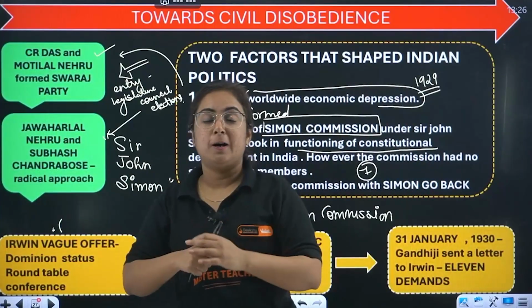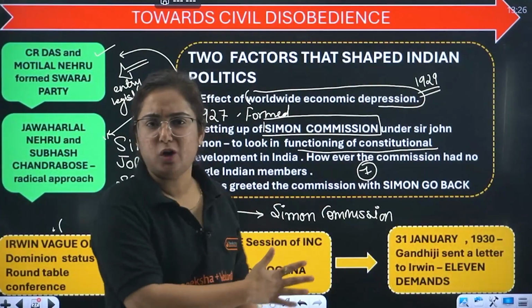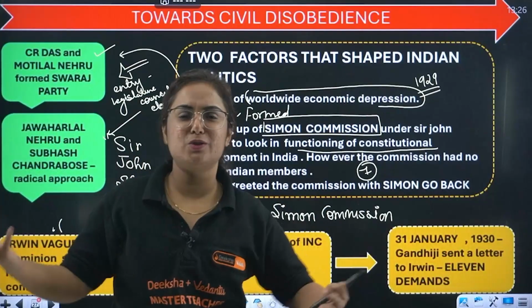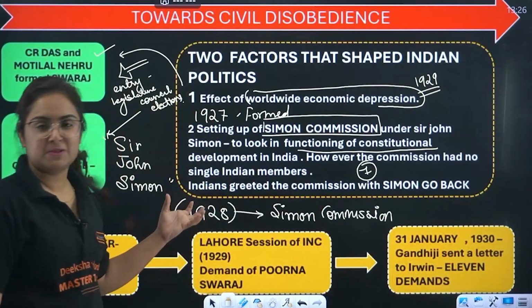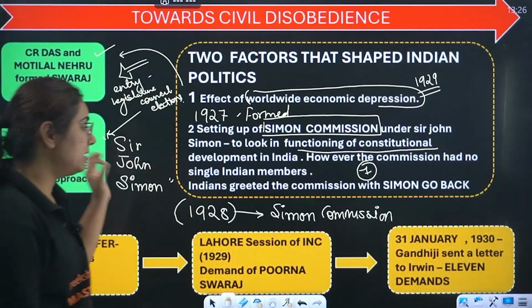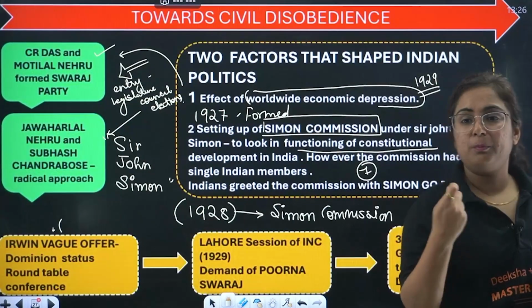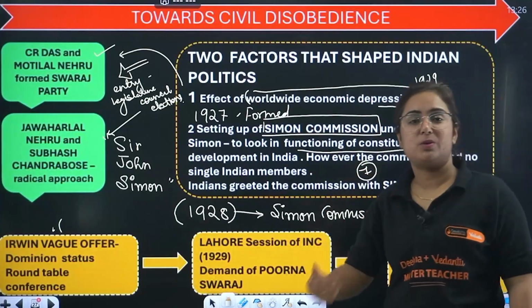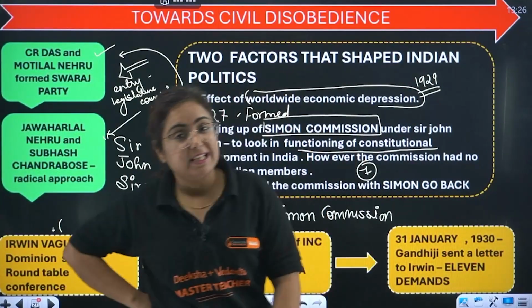People were fluttering black flags. They were chanting all over, "Simon Go Back," the popular slogan we also use some days. So this is how it comes. There comes a question: why were Indian people against the Simon Commission? Because there was not a single Indian member in it. Getting my point?